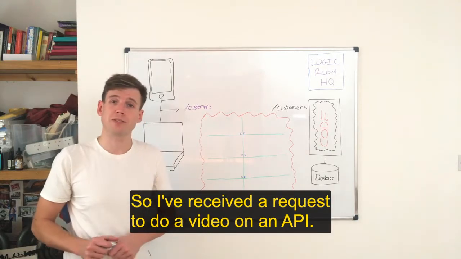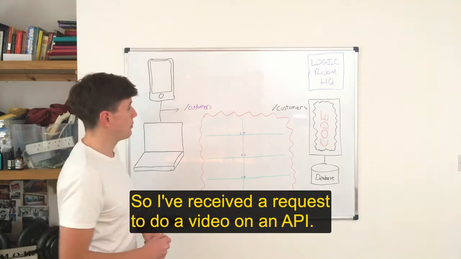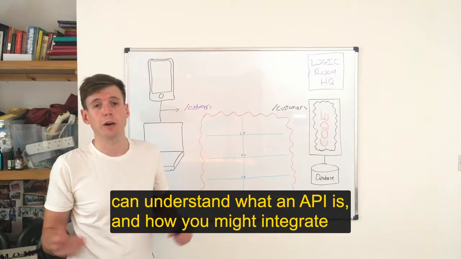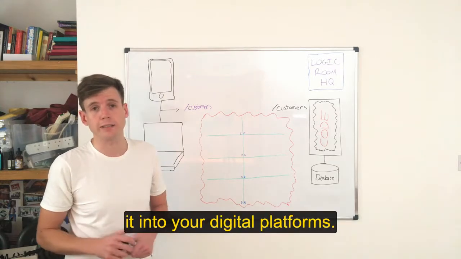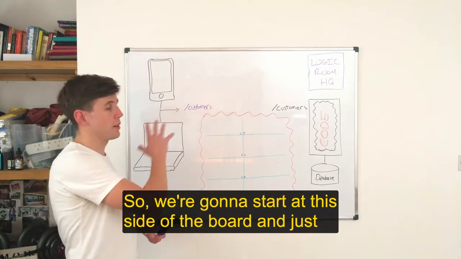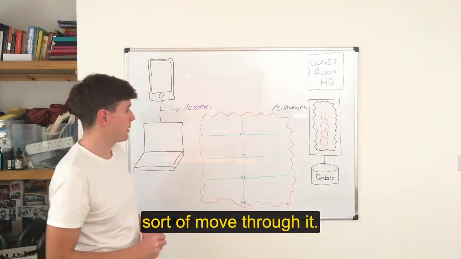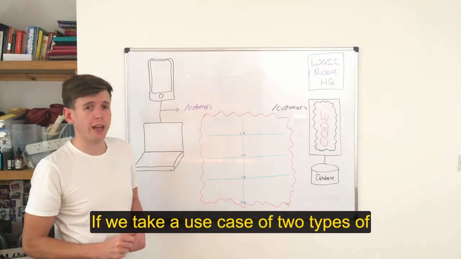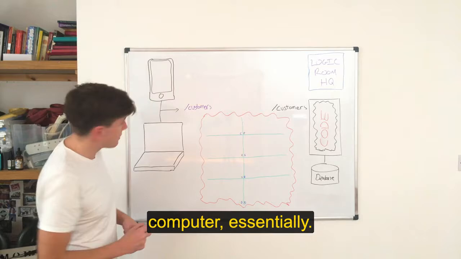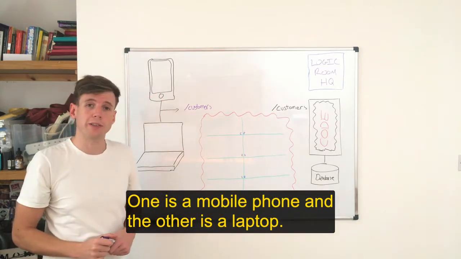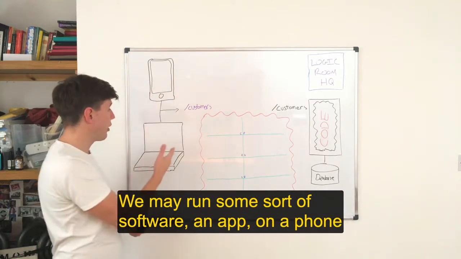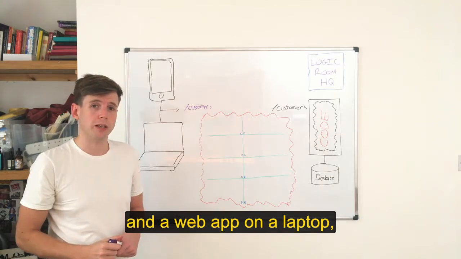So I've received a request to do a video on an API, so I just wanted to run through it so that you can understand what an API is and how you might integrate it into your digital platforms. We're going to start at this side of the board and then move through it. If we take a use case of two types of computer, one is a mobile phone and one is a laptop. We may run some sort of software, an app on a phone and a web app on the laptop.